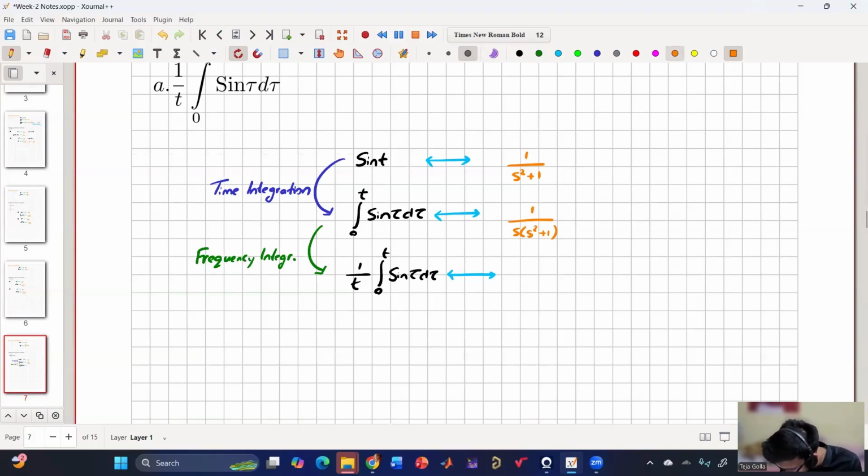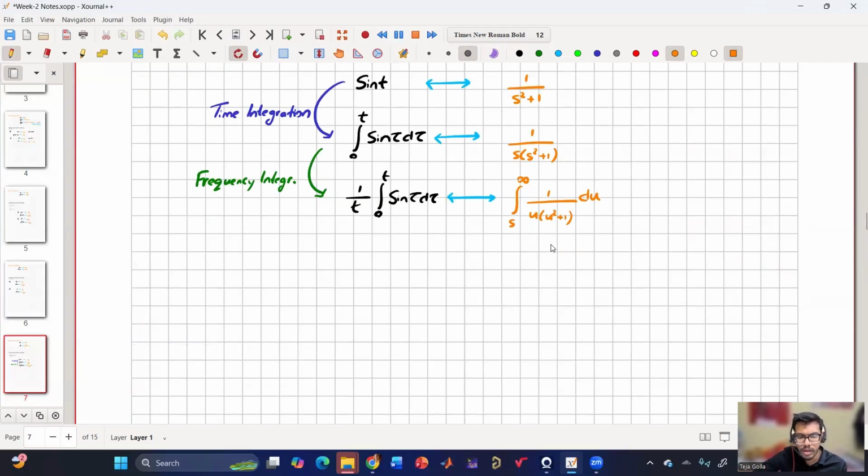Frequency integration. So now we'll have integral s to infinite 1 by s into s square plus 1. I should not say s, I'll say u. 1 by u into u square plus 1 into du. So the integration has to be applied. So now here we have to apply partial fractions and then convert this into 1 by u square plus 1, or we can consider u square to be some k, and then we can do that as well. So we have to apply partial fractions and then simplify this integration.